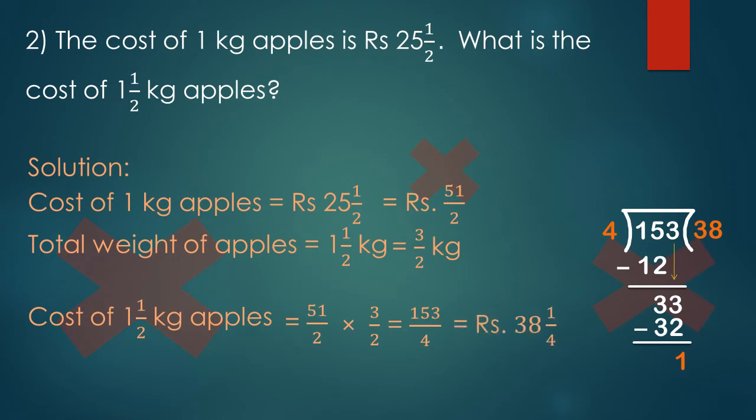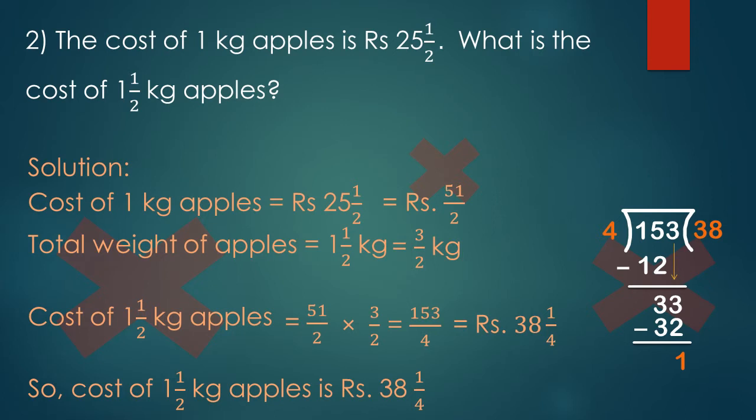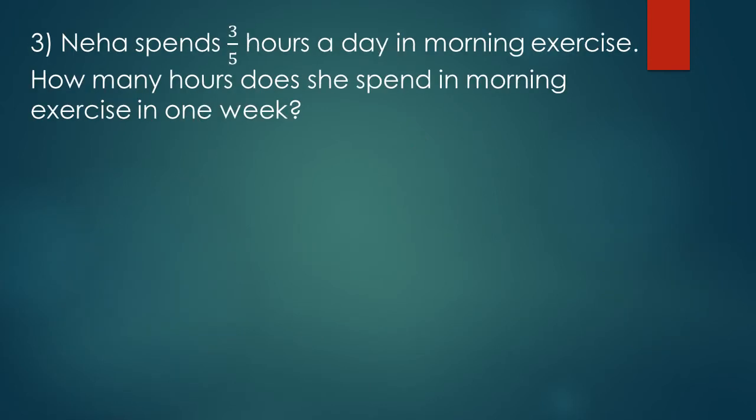So the last statement is: cost of 1.5 kilogram apples is rupees 38 1/4. Rupees 38 1/4 means 38 rupees 25 paisa. Let's solve one more question.